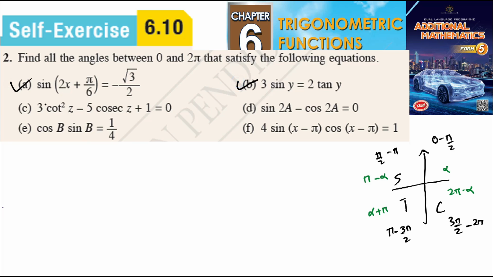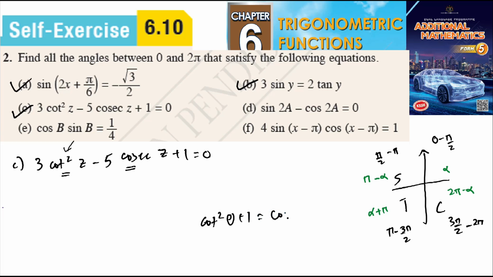A, B, C. So C: 3 cotangent square z minus 5 cosecant z plus 1 is equal to 0. We see here we have cotangent square and we have cosecant, right? This one we can change to cosecant square, because we know that cotangent square theta plus 1 is equal to cosecant square theta. So cotangent square theta is equal to cosecant square theta minus 1.